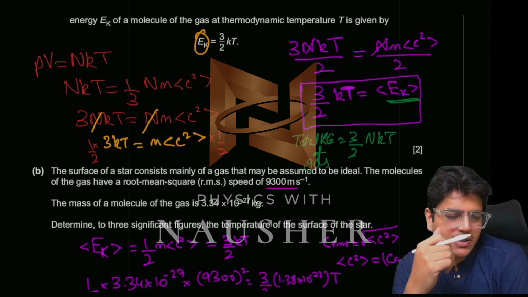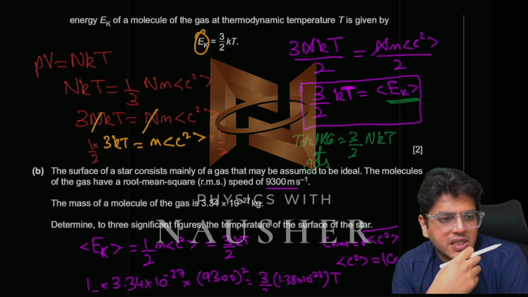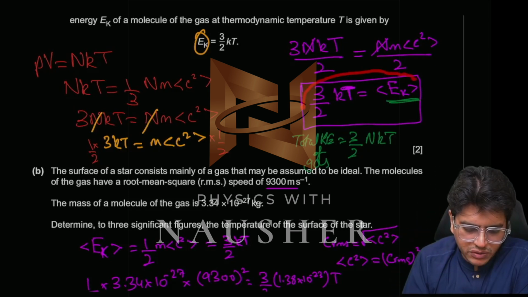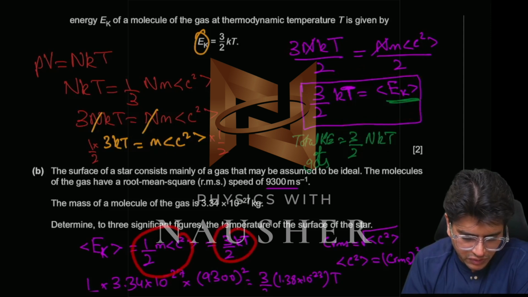The RMS speed is 9,300. The mass of the molecule is this. Determine with 3 significant figures the temperature of the star. So they've already made you derive this result, right? So half mv squared should be equal to 3 by 2 kT.